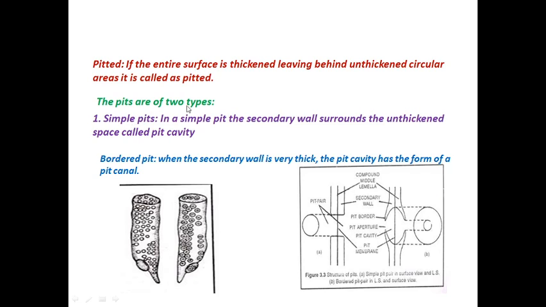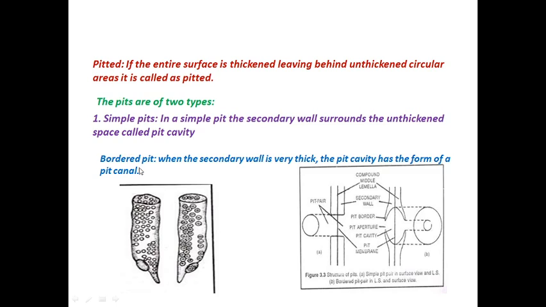Now the pits are of two types. The pits in the xylem tracheids are of two types. First, simple pits. In a simple pit, the secondary wall surrounds the unthickened space called a pit cavity. Here the secondary wall surrounds the pit cavity. Fine. This is called a simple pit.